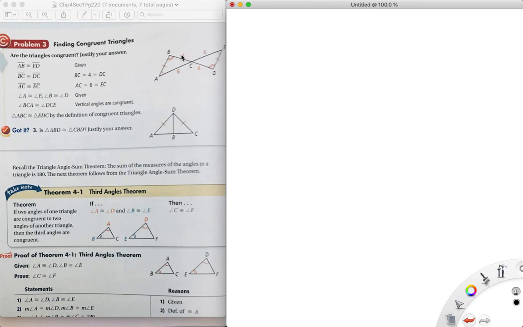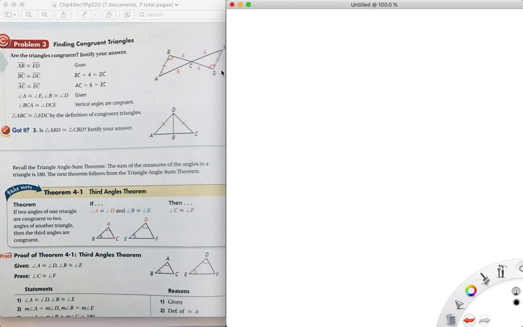I have a 4 over here and a 4 over here, so I can say that BC is congruent to DC because it's given in the picture that it's 4. Then I have AC is 6, and EC is 6, so I can say that those are congruent because they're both equal to 6.